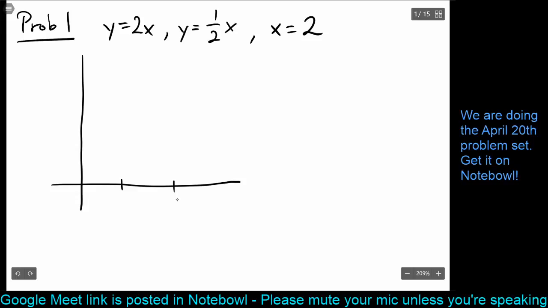So 1, 2, 1, 2. Actually, I probably need some more room than that. So let's do this: 1, 2, 3, 4. 2 is going to be about here. 1 would then be about here. Right, so let's draw a graph. I'm going to do this one in blue.